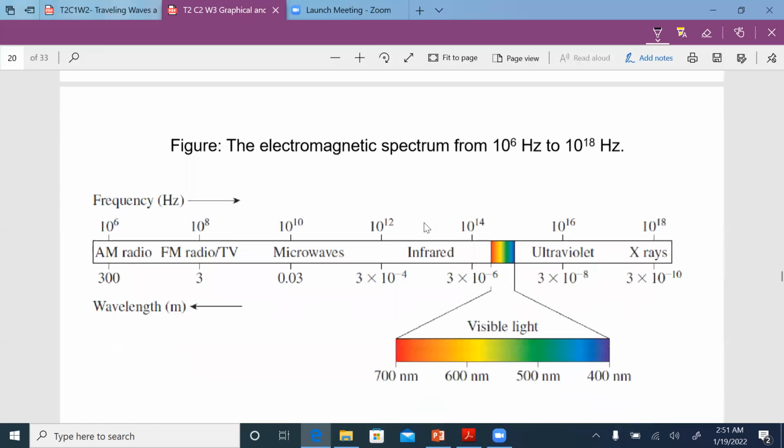Okay, so this is a typical electromagnetic spectrum. This is how the frequency is ascending, and as frequency increases, wavelength decreases. So we have the frequency from AM down to that of X-ray, and the area for visible light going from red to purple.